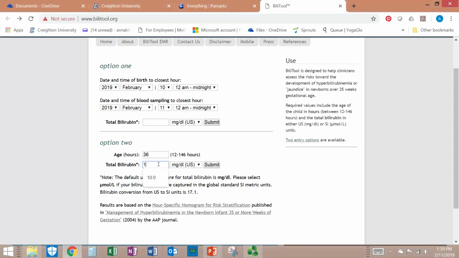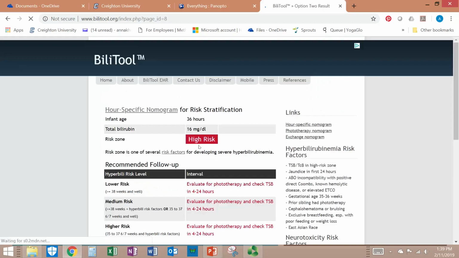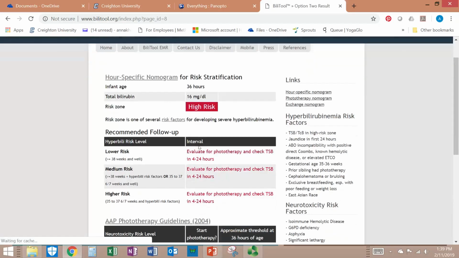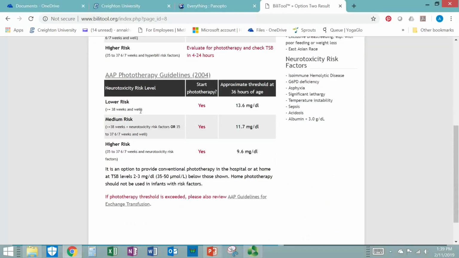Let's put in that the baby's bili is 16. I don't know what this is going to do. We'll see. Yes, high risk. So even for a term baby, low risk, and this neurotoxicity risk level, if you go over here, these are kind of the things that put you at higher risk, kind of the same as what we talked about earlier.